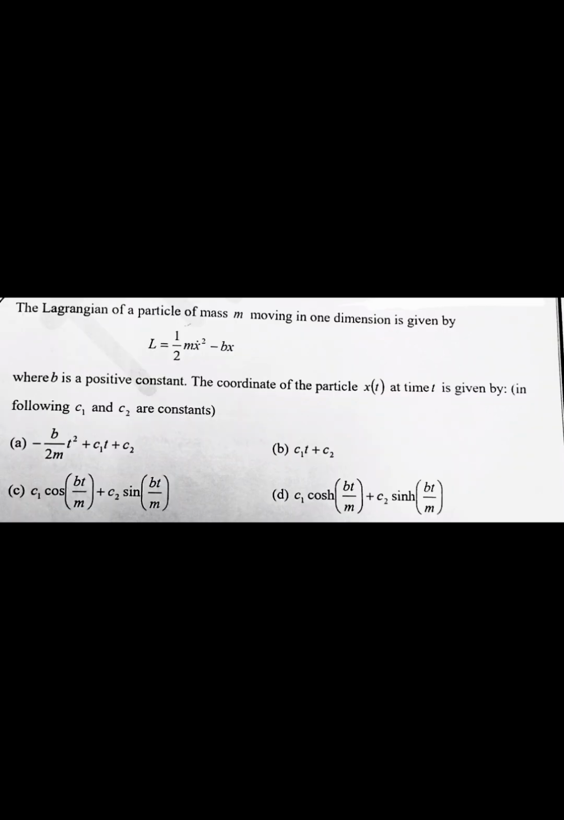So the next question is, the Lagrangian of a particle of mass m moving in one dimension is given by L is equal to half m x dot square minus b x, where b is a positive constant. The coordinate of the particle x of t at time t is given by dash, where c1 and c2 are constants. So here we need to calculate the equation of motion, that is d by dt of dou L by dou x dot minus dou L by dou x is equal to 0.